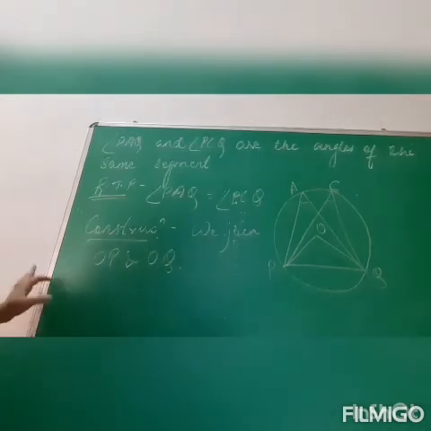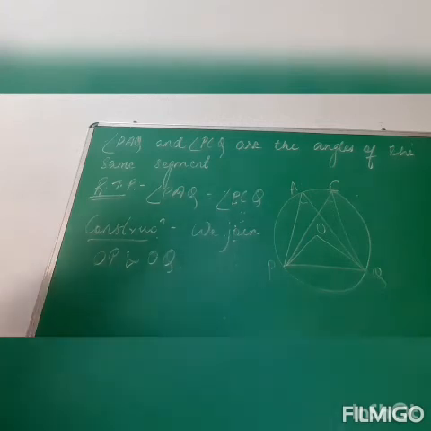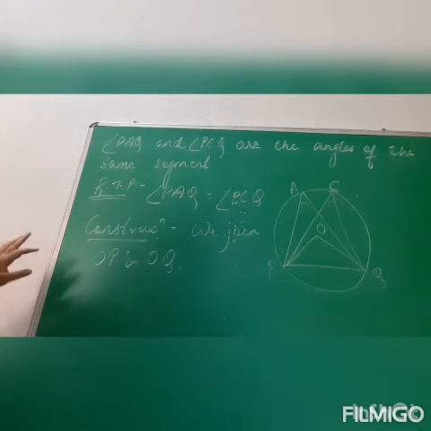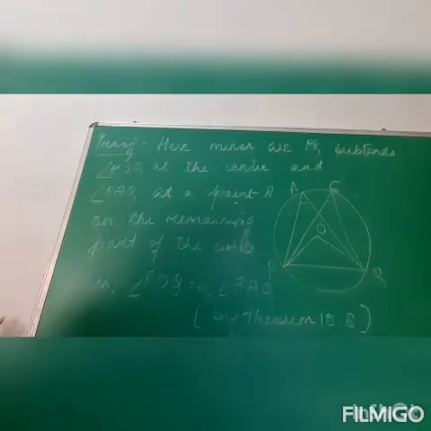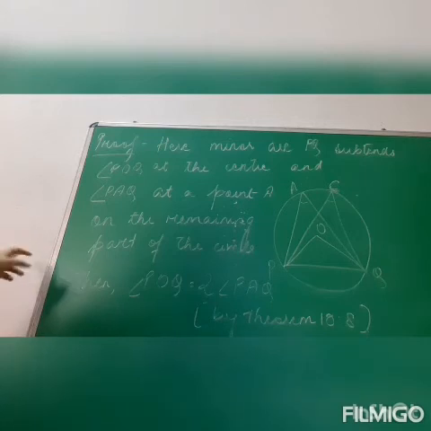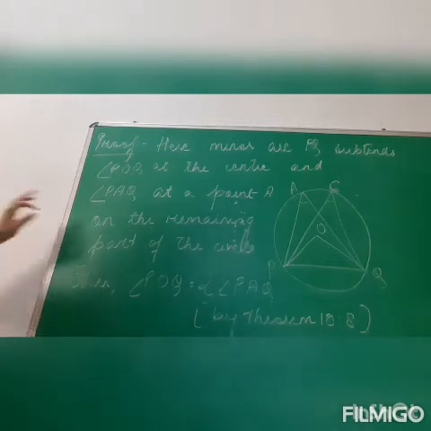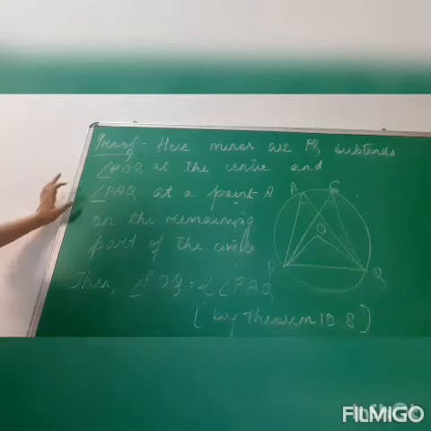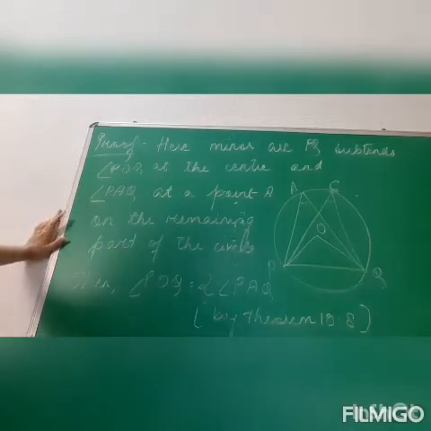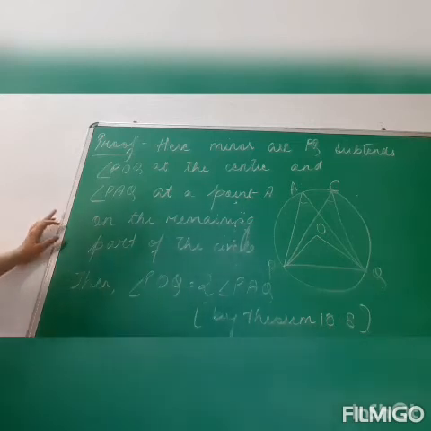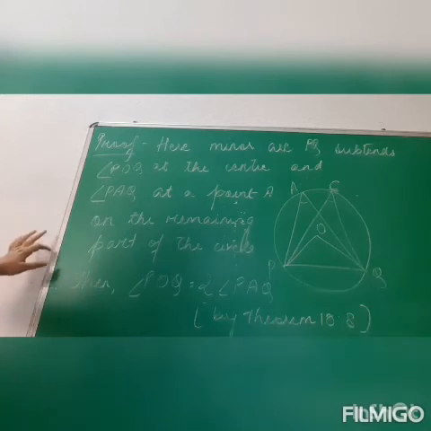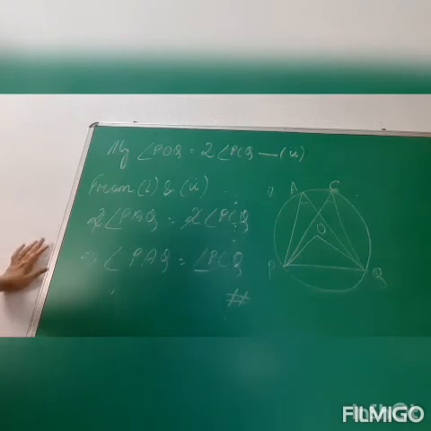We need to prove here that angle PAQ is equal to angle PCQ. For this proof, we do a small construction, that is we join OP and OQ. Now see here, for the proof part, the minor arc PQ subtends angle POQ at the center and PAQ at a point A on the remaining part of the circle. So from the previous theorem, we can say that angle POQ is equal to twice of angle PAQ. Similarly, we can also say that angle POQ is equal to twice of angle PCQ.